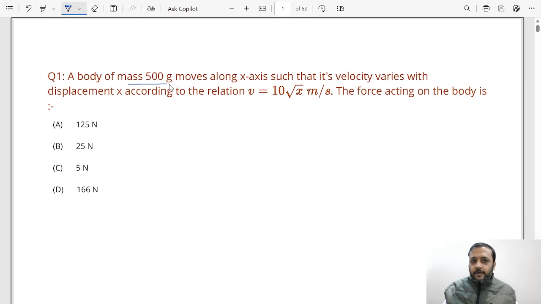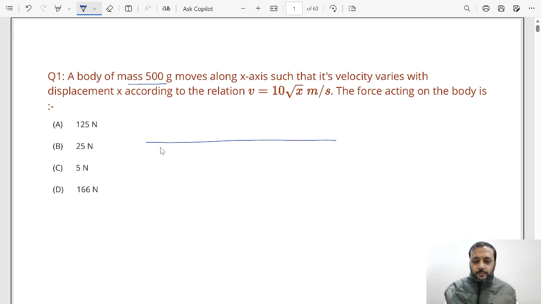In this, there's a body of mass 500 grams. So basically, you can write this as 0.5 kg, which is moving along the x-axis. So imagine there's a mosquito moving along the x-axis. 500 gram is too much for a mosquito, but you can imagine it like that. If you want, you can imagine a lizard. So a 500 gram lizard, let us say, is moving on the x-axis, and the mass of the lizard is 0.5 kg.